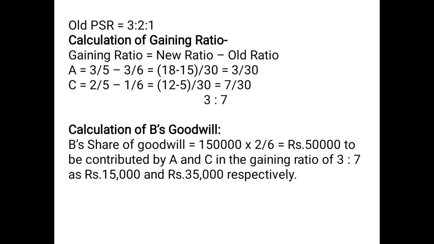Then the calculation of B's goodwill. Since the firm's goodwill is 1,50,000, B's share out of it will be 2/6. That means 50,000 will be the goodwill of B, which will be contributed by the gaining partners A and C in the gaining ratio 3:7. That means A will be contributing 15,000 and C will be contributing 35,000.